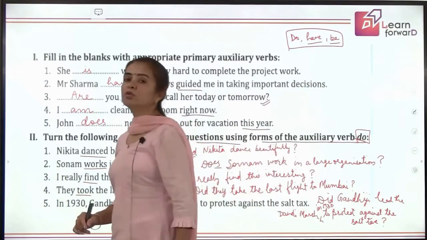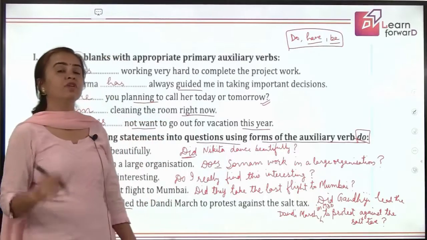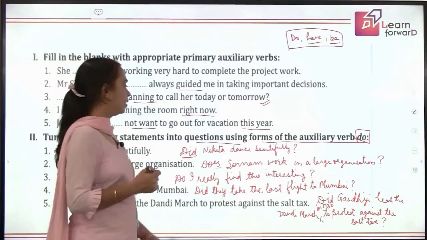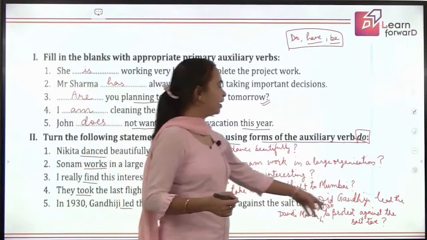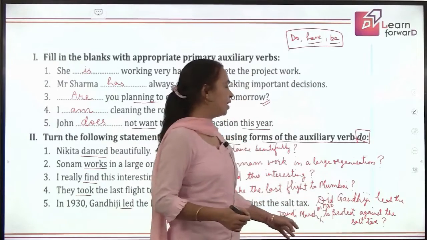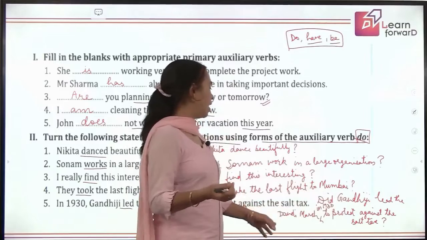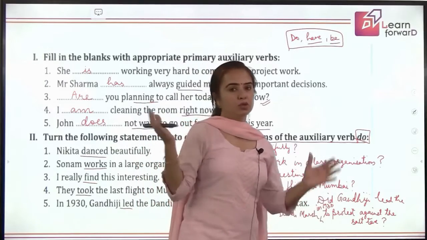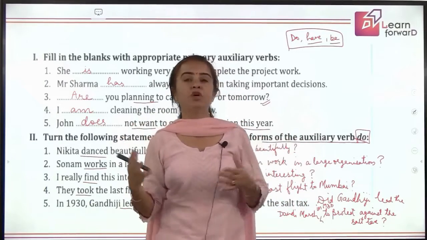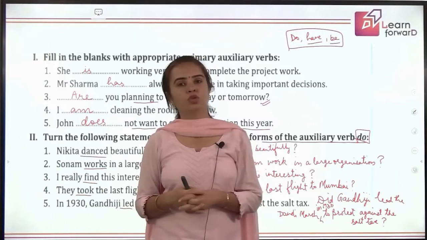You can also make the interrogative WH question word type here. Like you can say, when did Gandhiji lead the Dandi March? Or you can say, why did Gandhiji lead the Dandi March in 1930? So your question gets transformed into the WH question type, right?